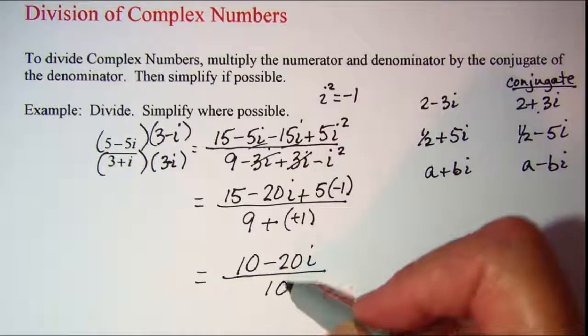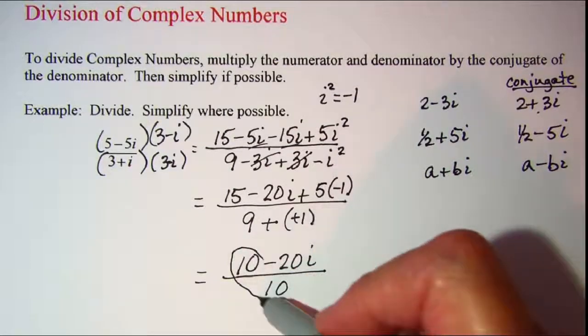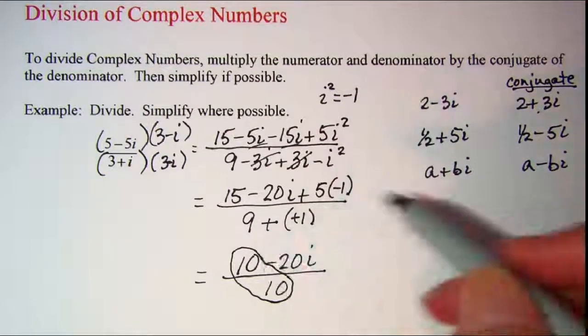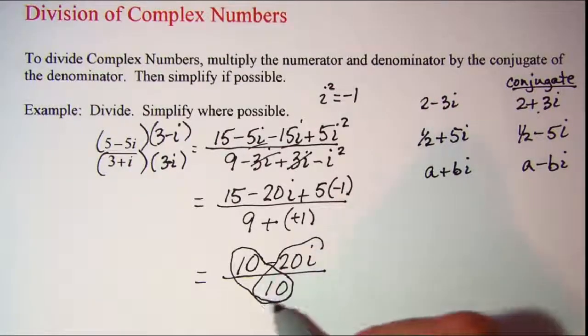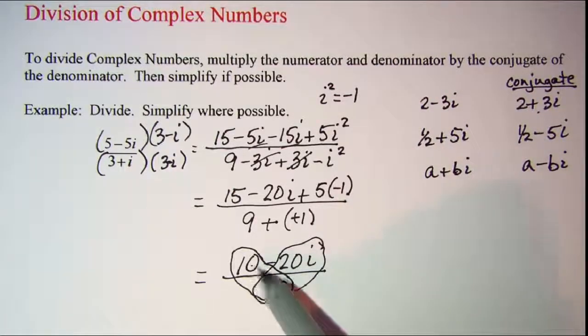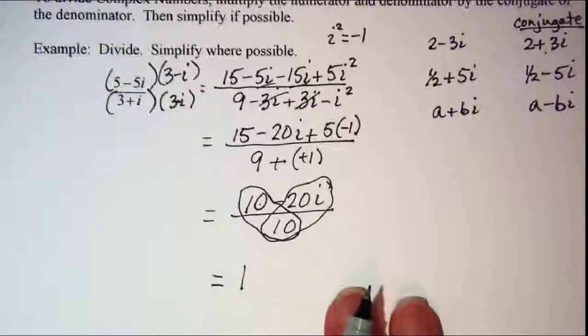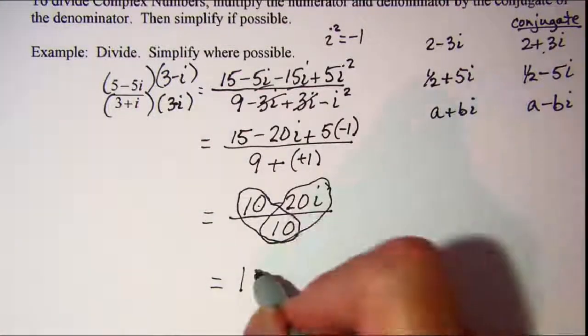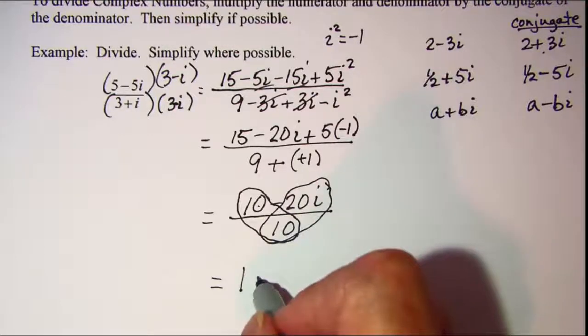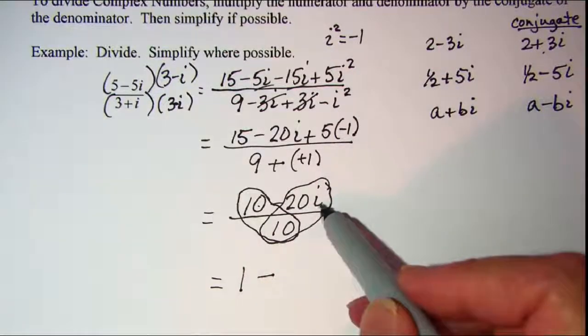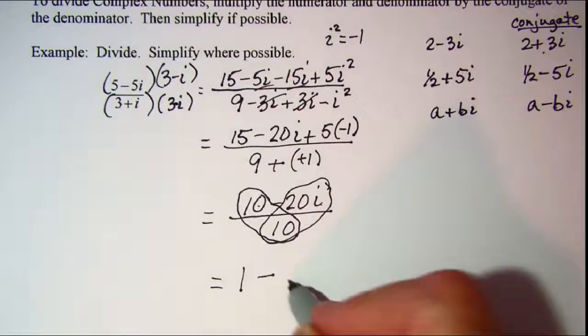Now when I simplify these, I like to split them into two terms. So 10 over 10 is 1. And then I had a minus, so that's minus. And then 20i over 10 is 2i.